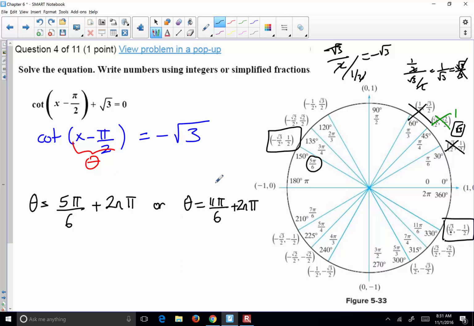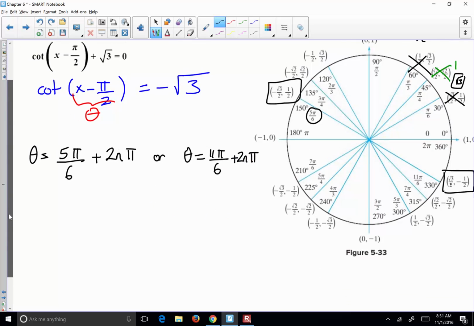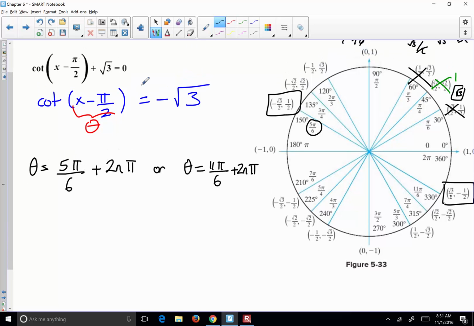Alright, watch out again here. There may be, again, we may need to rewrite the ends. Alright, so I will double check. What was theta though? We're not looking for theta, we are looking for x. Theta was x over 2 minus pi over 2.